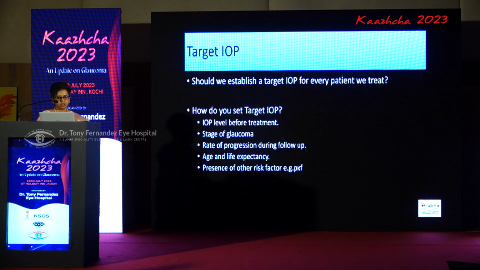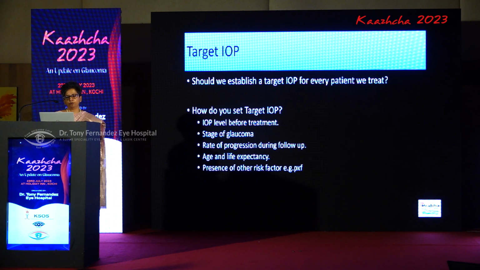The second question, how do you set the target intraocular pressure? You look at the IOP level before treatment, the stage of glaucoma. That is, if the stage of glaucoma is very early, then a 20% or so reduction may be adequate. But if the stage of glaucoma is very advanced, more than the percentage reduction, one would want to bring the pressures to less than 14. So the stage of glaucoma is important.